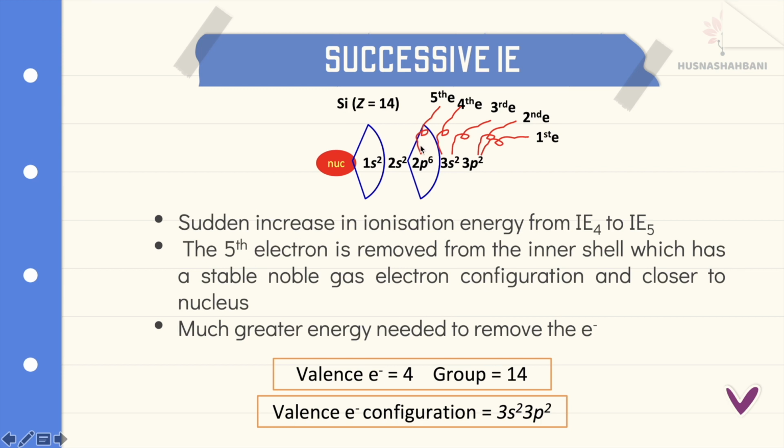A sudden increase in ionization energy from the fourth to the fifth means the fifth electron is removed from the inner shell, n equal to 2, because n equal to 2 is closer to the nucleus compared to n equal to 3. That's why it is harder to remove the electron, and much greater energy is needed to remove an electron in the inner shell. So there are 4 valence electrons, because there is no sudden increase in the first, second, third, fourth. So 4 valence electrons, group 14, and valence electronic configuration 3s2 3p2.